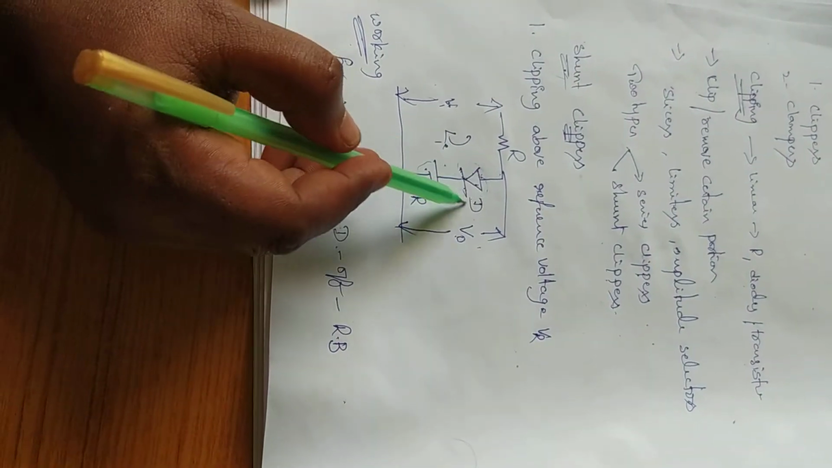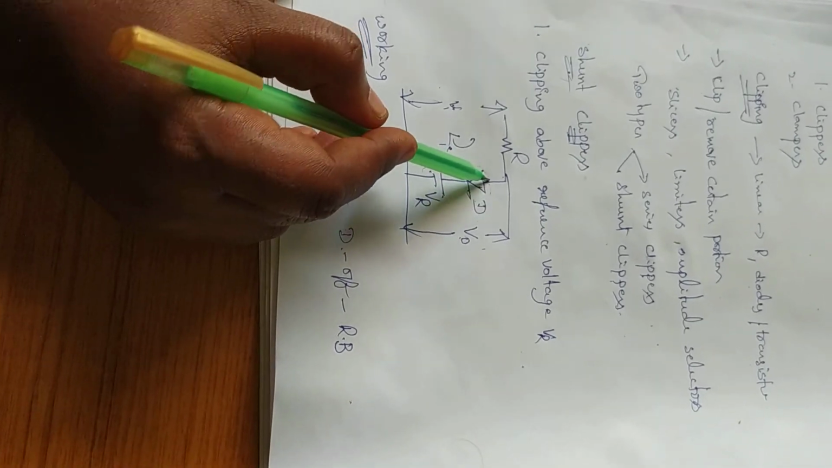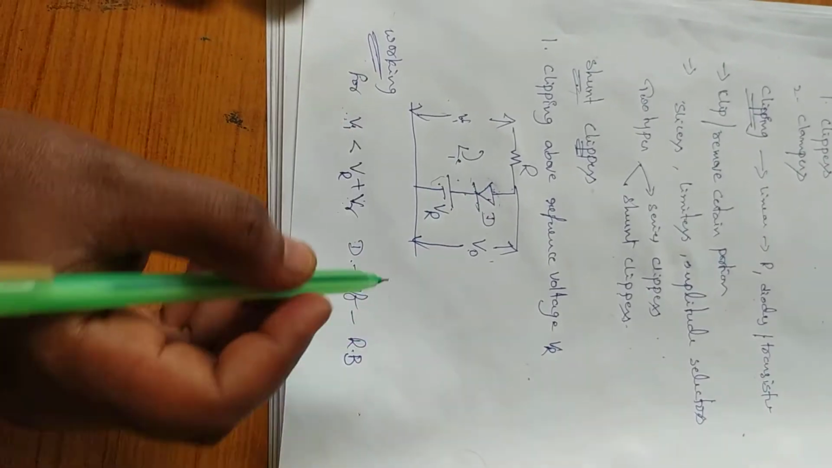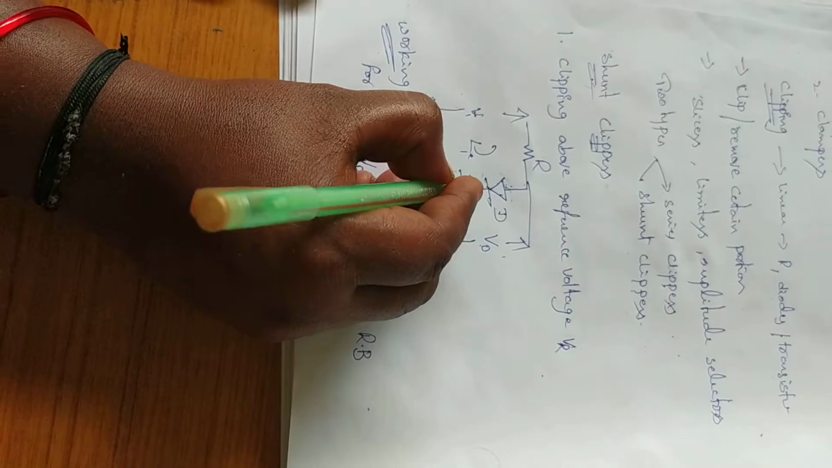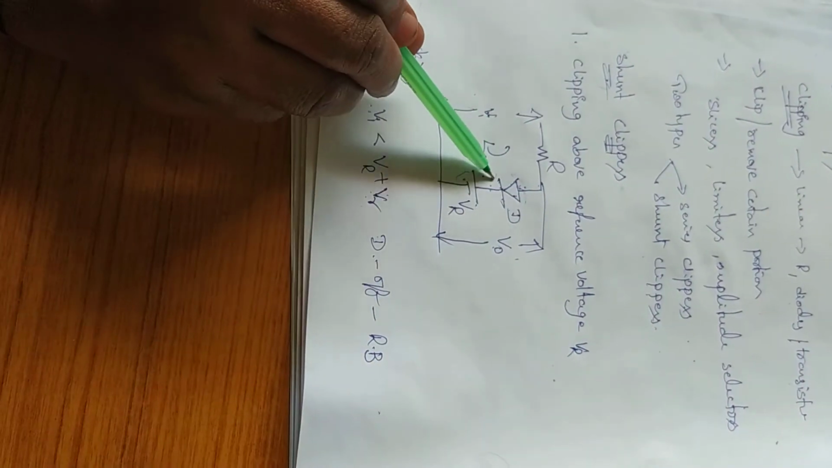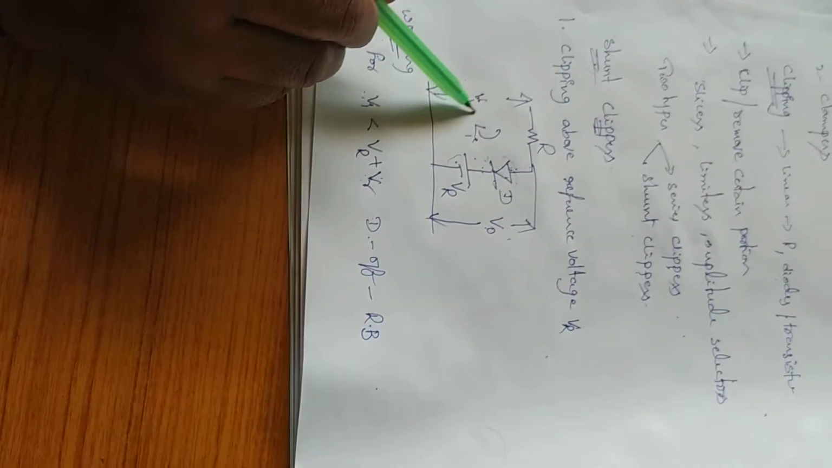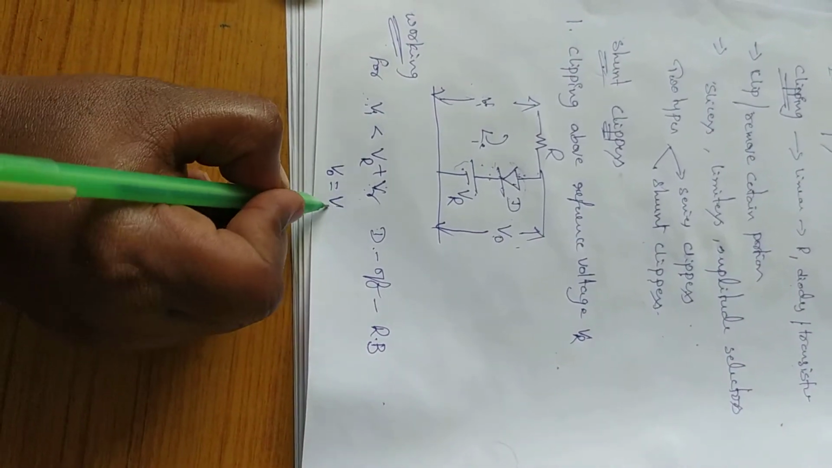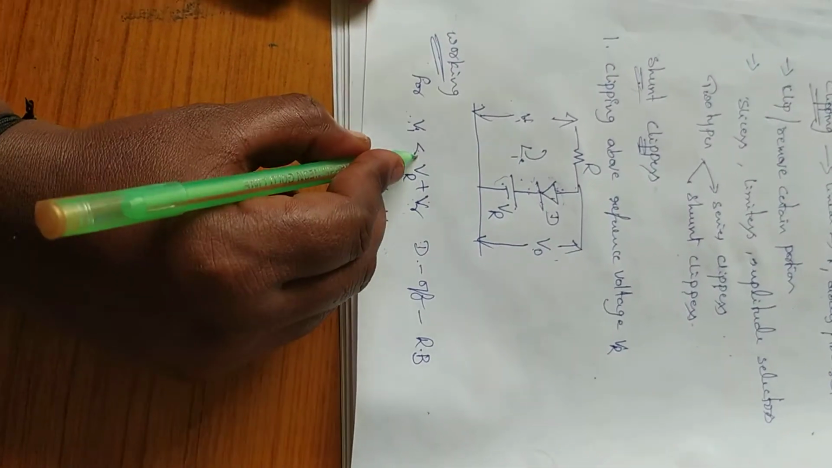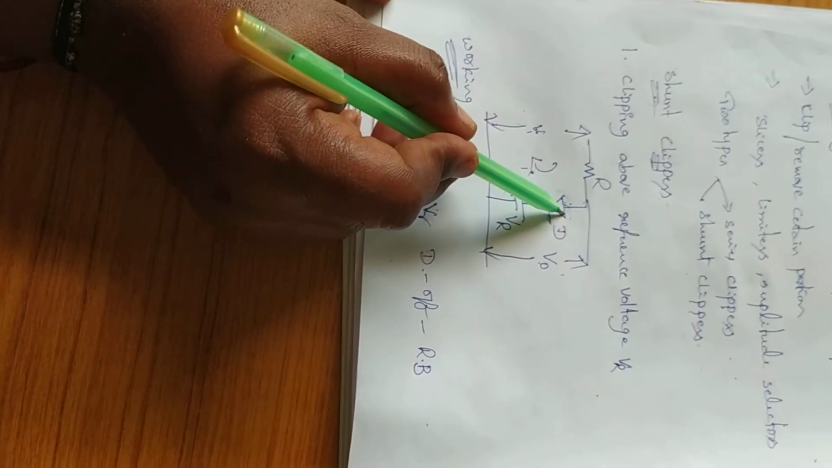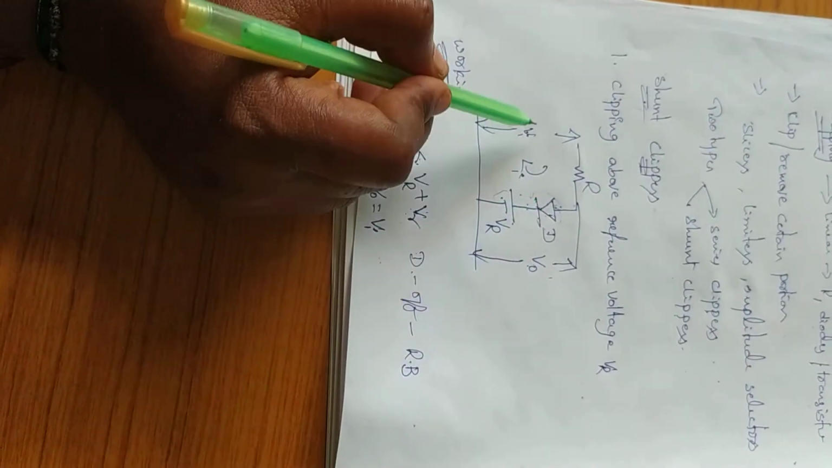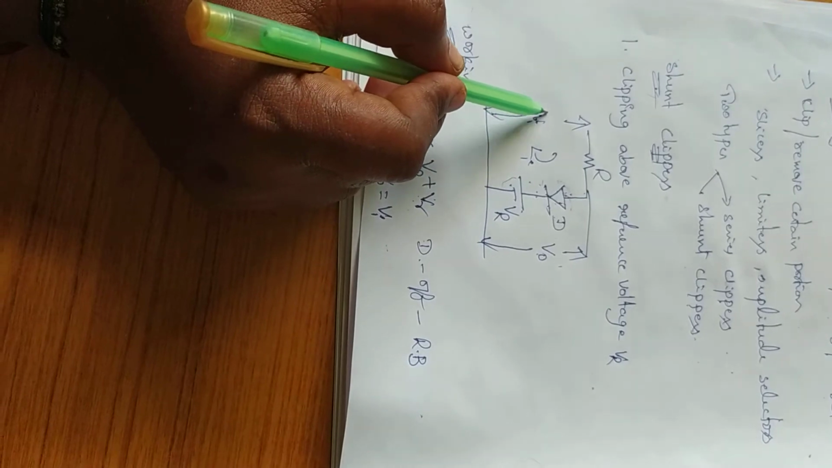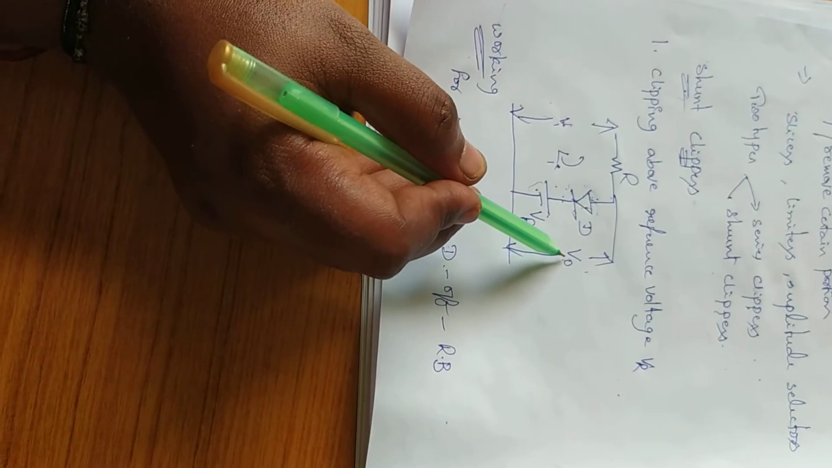Whenever the diode does not conduct, it is open circuited. Whenever the diode is open circuited, the total voltage Vi appears at the output. That is, V0 equal to Vi. In this case the diode is open, which means the applied voltage entirely appears at the output.